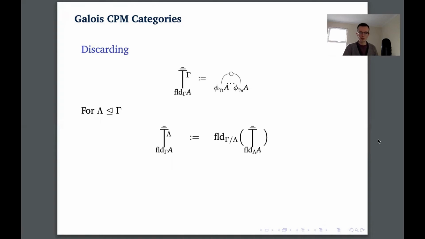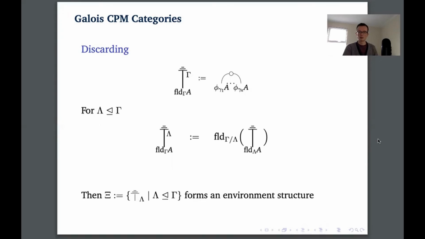If we take these discarding maps and close them under the monoidal product, then this collection forms an environment structure. I've restricted the discussion in this talk just to the normal subgroups, since they can be described by foldings that are given by these quotient groups. It is in fact possible to discuss the non-normal ones, but it requires a bunch more machinery, which we develop in the paper, for which there is not time to discuss here. But if you're interested, it is in there.